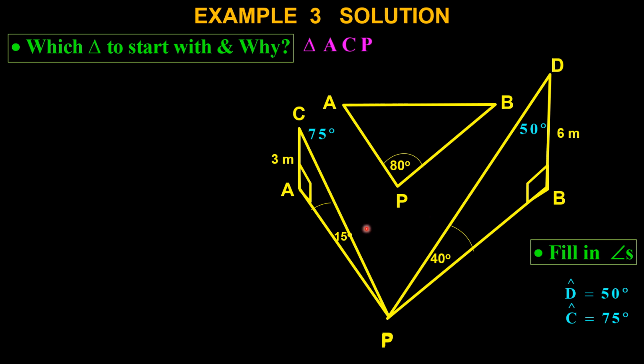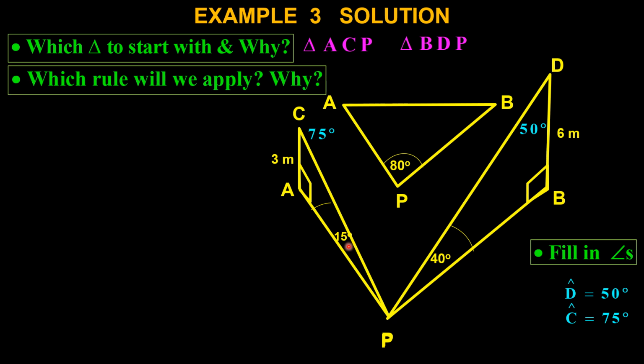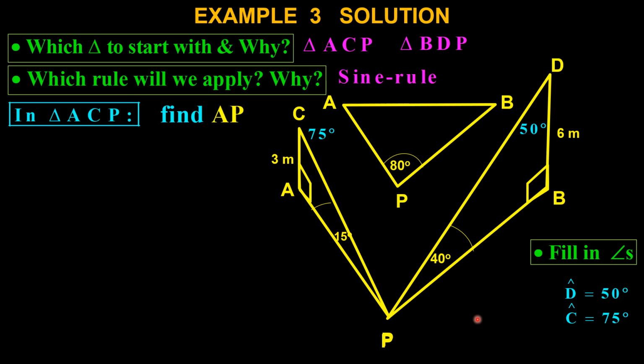Let's start with the one here, and there are 2 triangles. We're going to start with ACP. Which rule can we apply in each one? It's the sine rule, with a side and an angle. It's much easier using the sine rule. So we're going to apply the sine rule in ACP, and then we want to find AP.